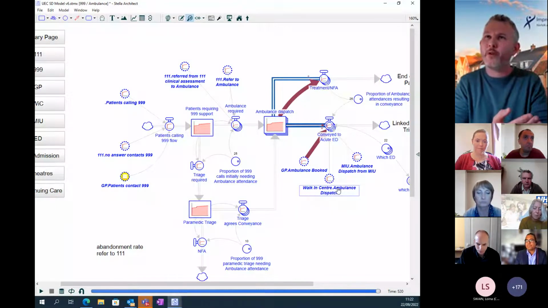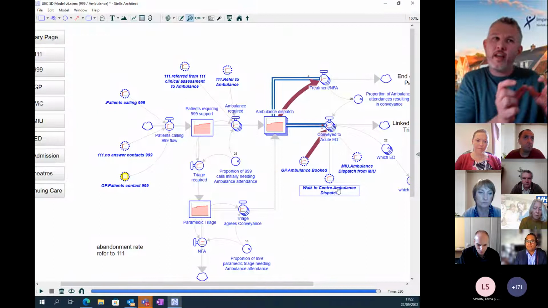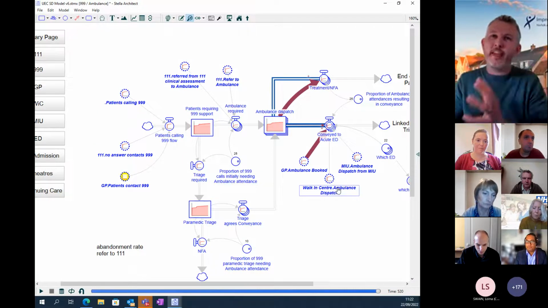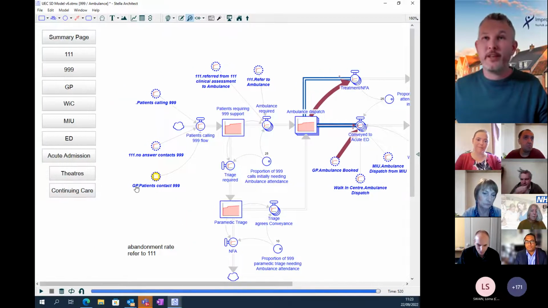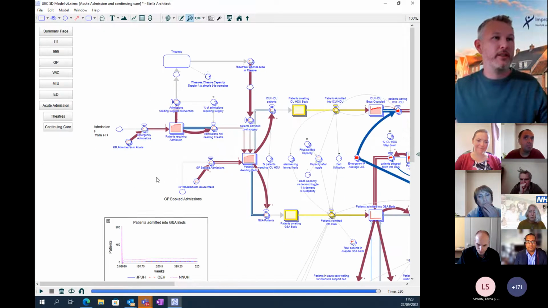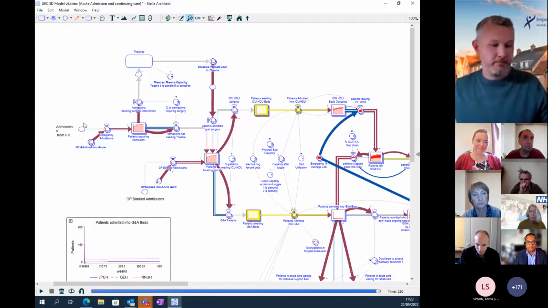And I think that's where the system dynamics modelling really helps. It allows us to change one small aspect and then see how it affects everything else. I won't go through all the pages because you'll get the gist of it. It is a flow through. But what we will move on to very briefly is the acute admission side. That's slightly different, so I'll show you that very briefly.